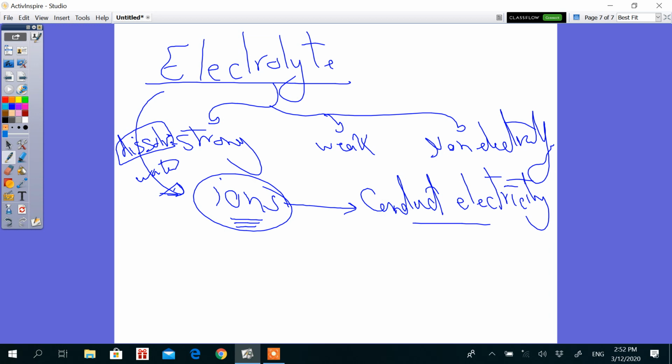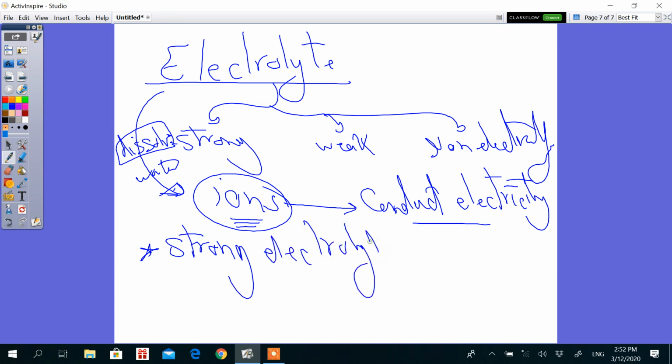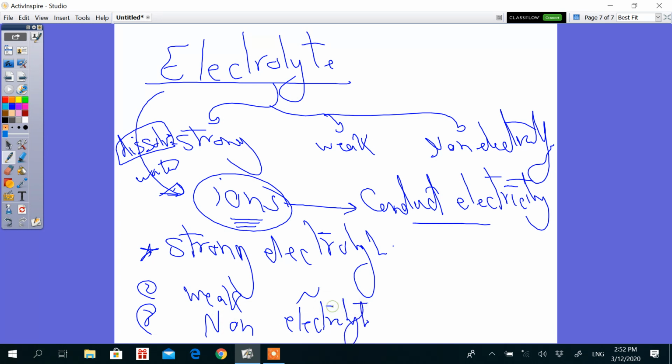So that's electrolyte. I have three types: number one, strong electrolytes, number two, weak electrolytes, and number three, non-electrolytes. How can I distinguish between strong, weak, and non?